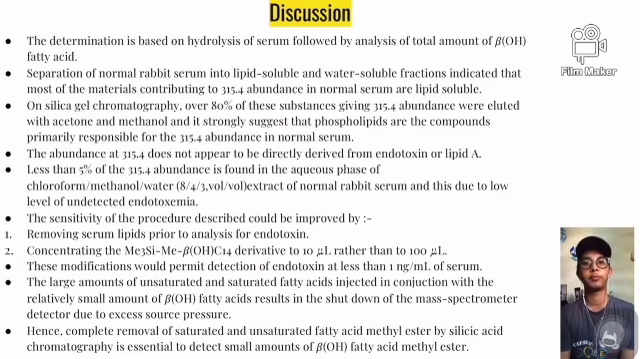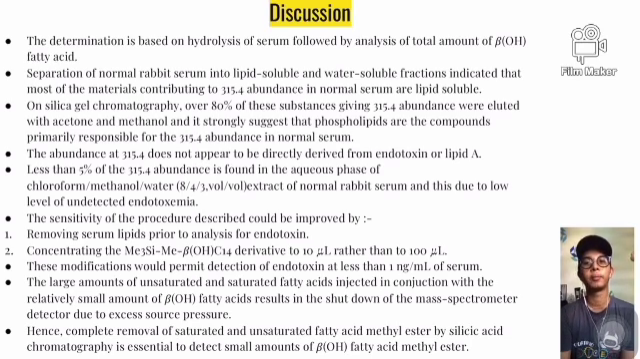On silica gel chromatography, over 80% of these substances giving 315.4 abundance were eluted with acetone and methanol, and it strongly suggests that phospholipids are the compounds primarily responsible for the 315.4 abundance in normal serum. The abundance at 315.4 does not appear to be directly derived from endotoxin or lipid A. Less than 5% of the 315.4 abundance is found in the aqueous phase of the chloroform, methanol, and water ratio extract of normal rabbit serum, and this is due to low level of undetected endotoxemia.